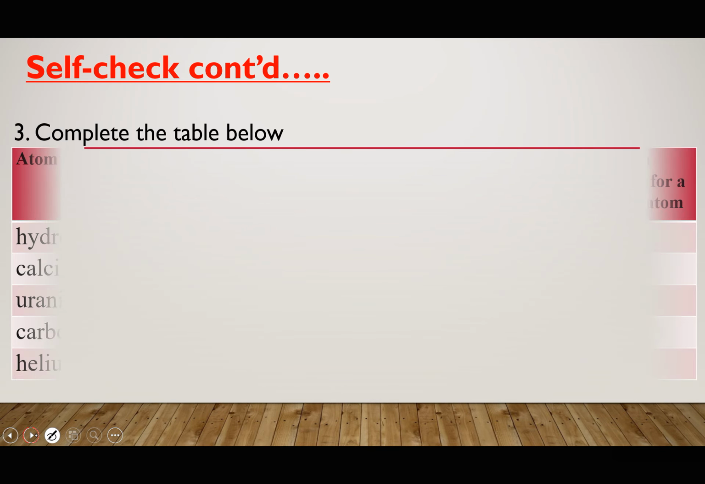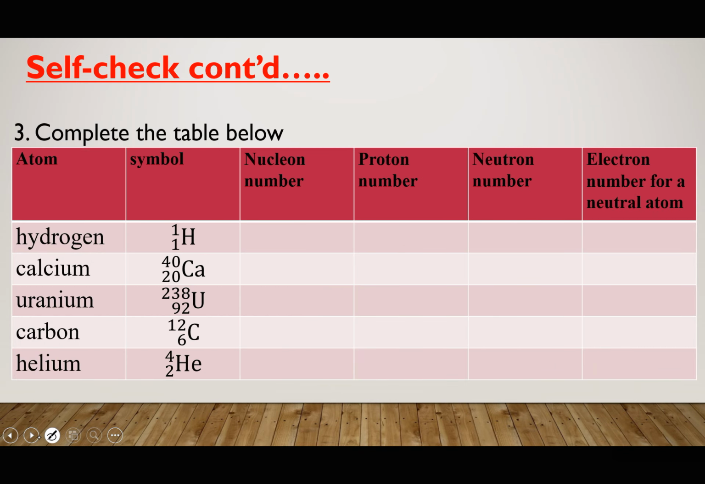Complete the table below. This is a continuation of a self-check. These are IGCSE questions, I think. I'll just choose one of these, calcium. Remember we are comparing with X, A, Z. A is the nucleon number, so the nucleon number is 40. Proton number is 20. Number of neutrons is going to be 40 minus 20, which is equal to 20. Then the number of electrons is the same as the number of protons. Since we have 20 protons, the number of electrons is going to be 20.